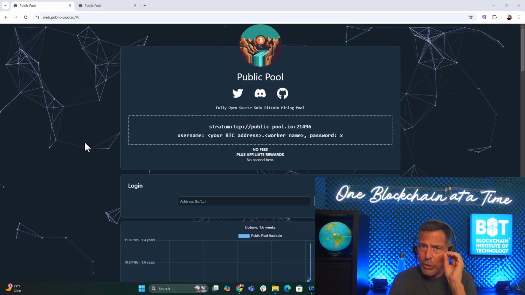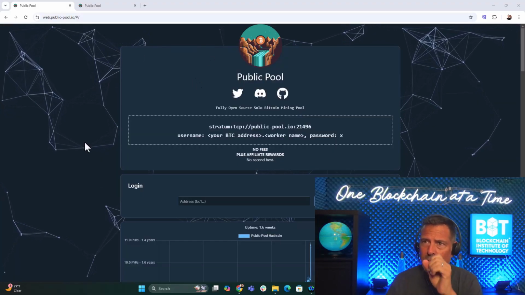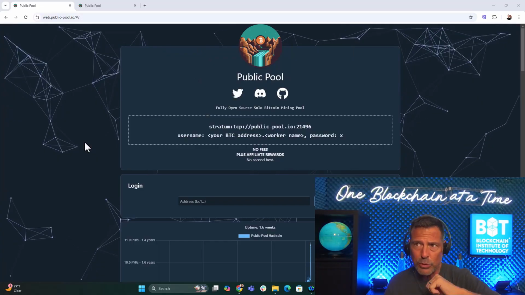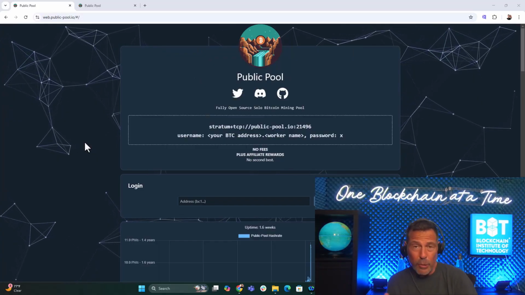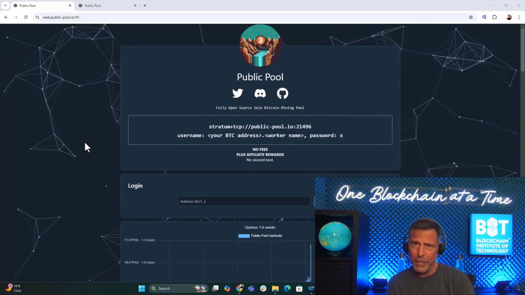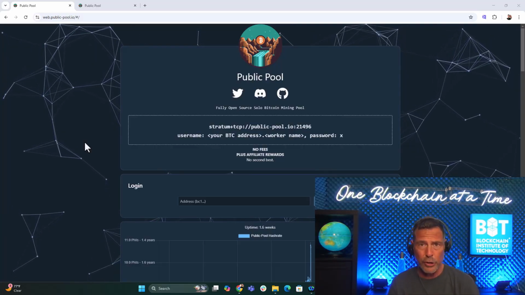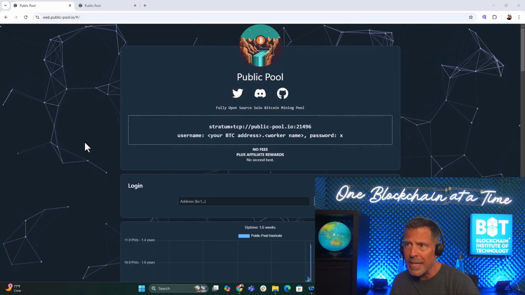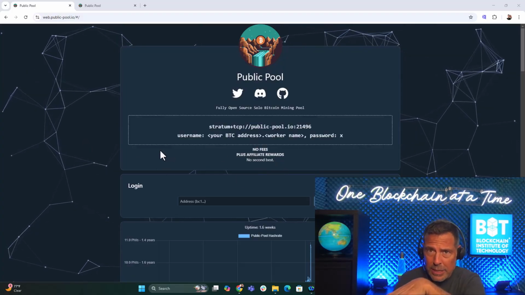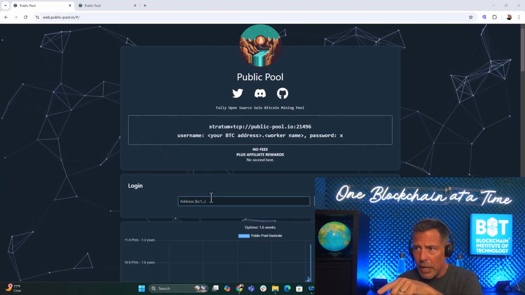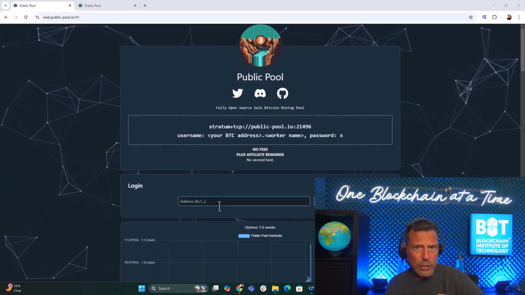If you actually go to the mining pool website, which is web.public-pool.io, this is the mining pool that's actually provided in the instructions. There's a video that says how to do that when you buy your Nerdminer. But the beauty of it is that once you're there and you set things up, you have also the advantage of logging in with your Bitcoin address.